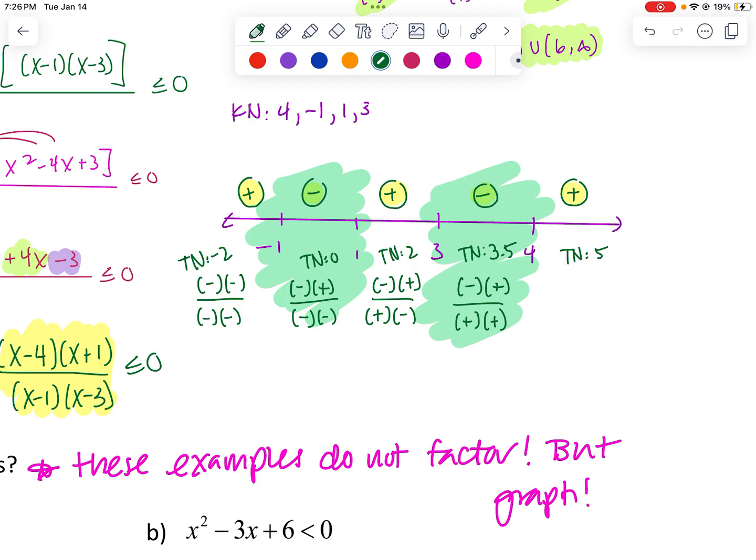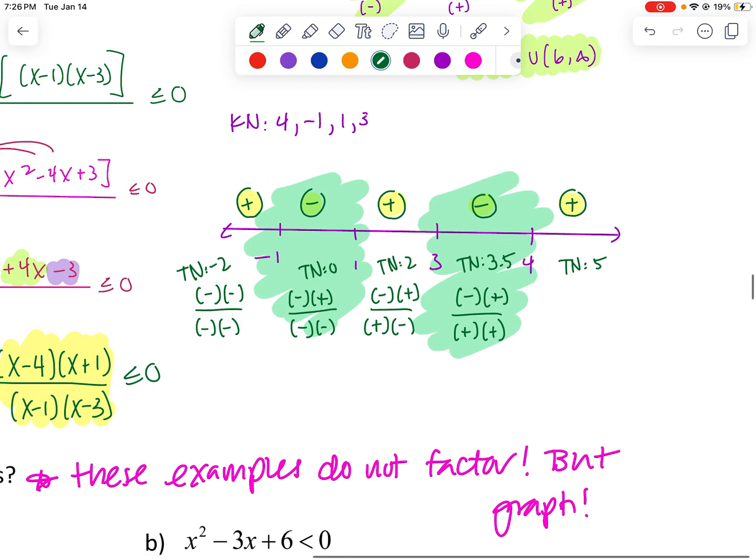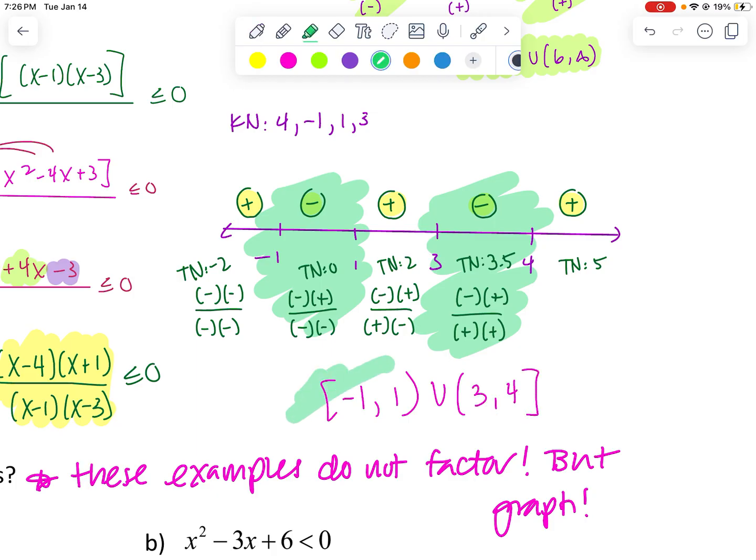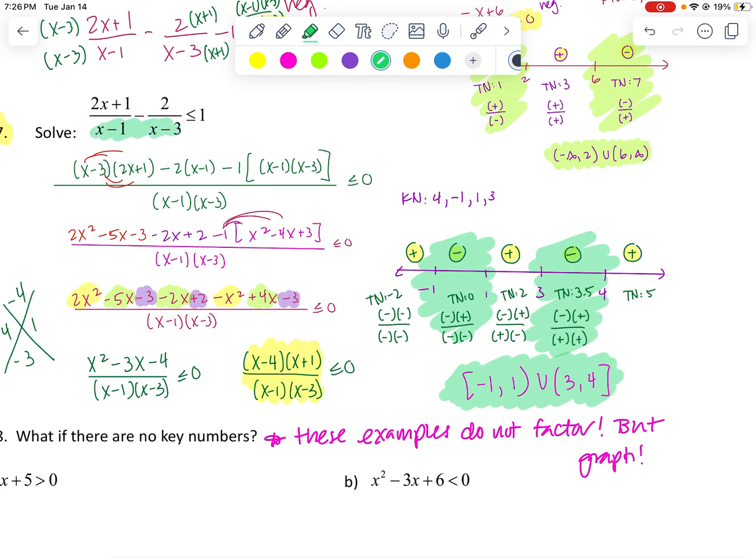So then my answer for this one, and you have to pay attention to the hard brackets versus soft brackets, is going to be hard bracket negative 1 to soft bracket 1, union soft bracket 3, comma 4, hard bracket. And the reason why 1 and 3 are soft brackets is because they are in the denominator of my original problem. So that one was a long one. But again, if you break it up and figure out, okay, complex fraction, I have to find a common denominator and go through the whole factorization, you will be completely fine.